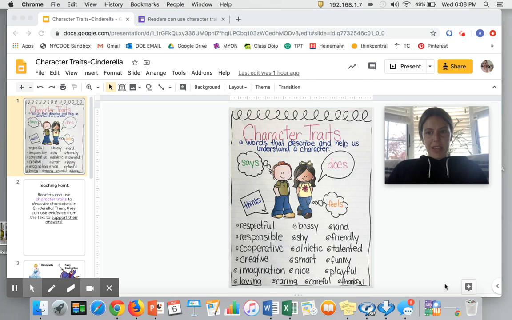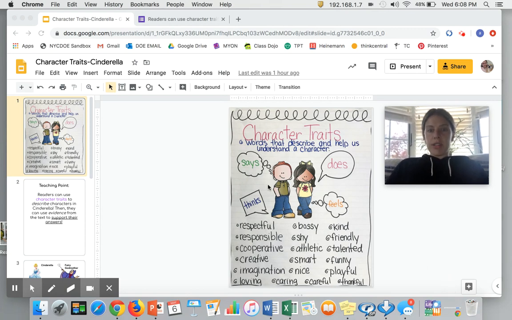Hi, first graders. I hope you enjoyed the fairy tale that we read yesterday on Wednesday, Cinderella. If you didn't read it yet, go back to Wednesday's lesson to listen to the story in order to do this activity. So today, I want to talk about character traits.